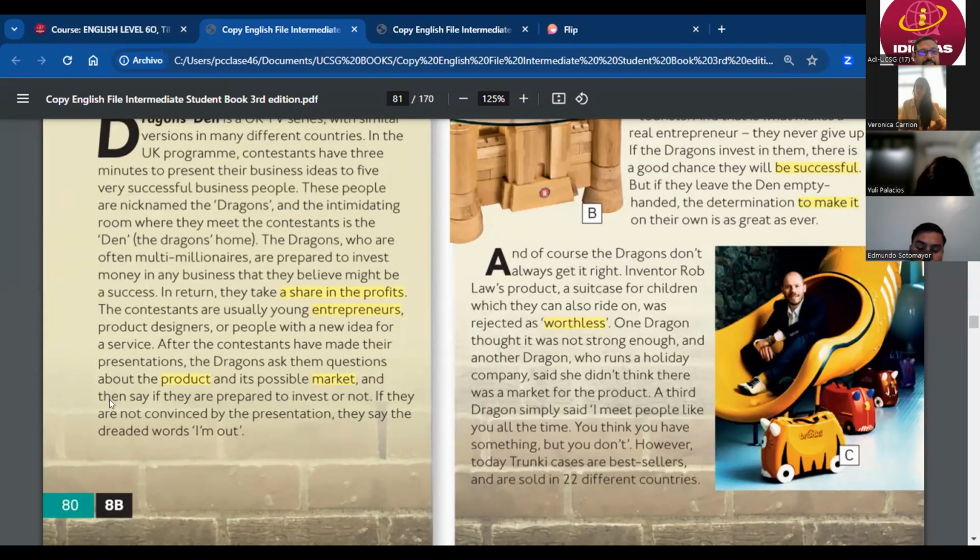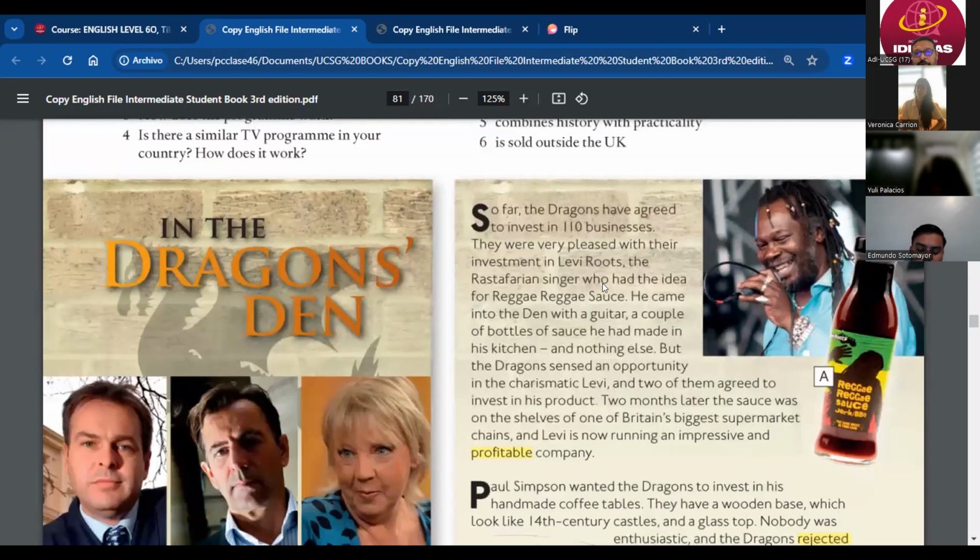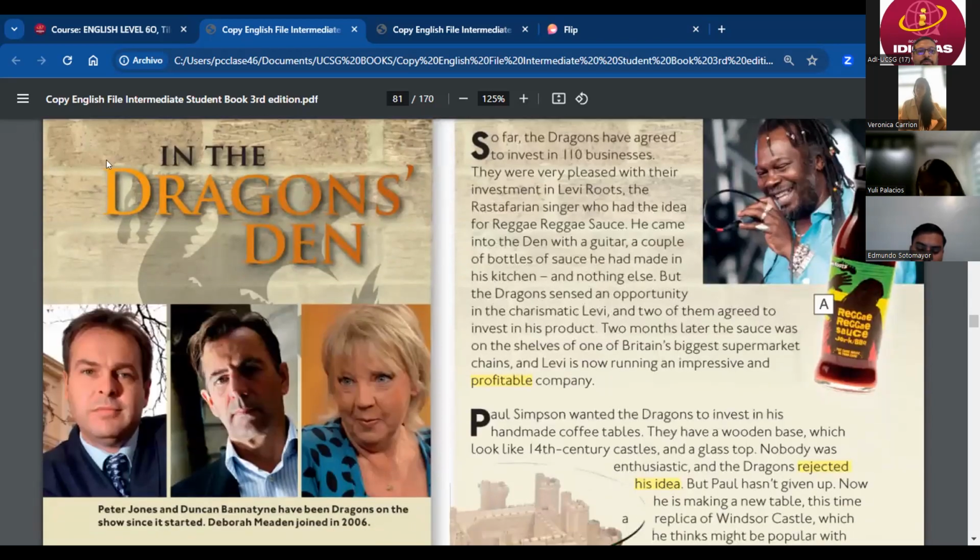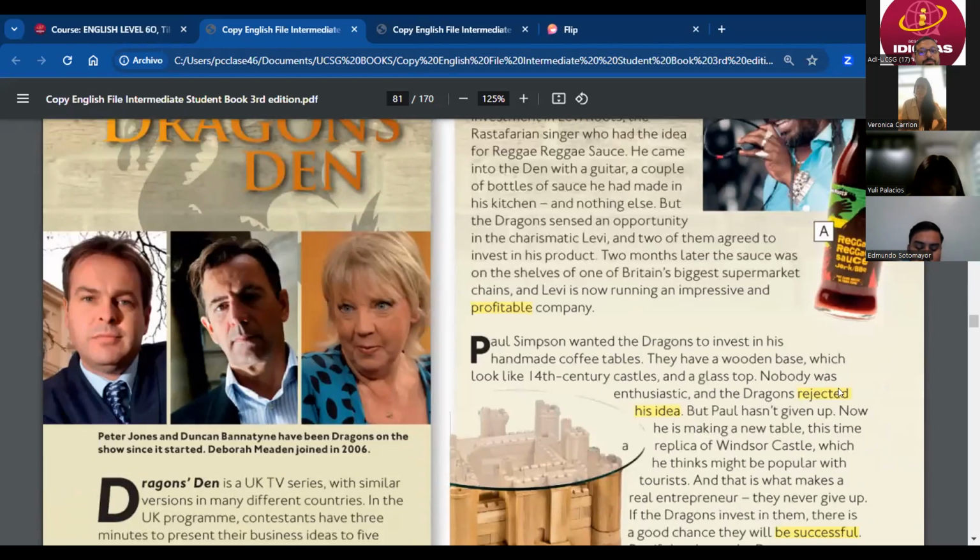I think that product and market is very clear, right? It is very easy. But if you don't know or you want the translation, let me know. So product, market, simple. Then we go on the other side and we get this word, profitable. Profitable, rentable, que da ganancias. You have rejected, rechazado, no admitido. When we are talking about business, in this case, in the program, they don't accept the business idea. Rejected.